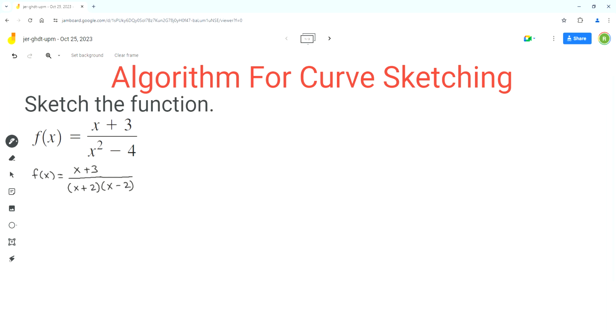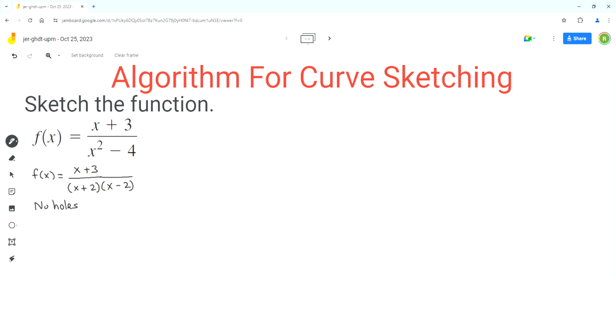Now we can see that there is no common factor in the numerator and the denominator. That means this function has no holes. Now we can find the vertical asymptotes in this function. So vertical asymptotes exist at x values that make the denominator equal to 0. So we have to set both factors equal to 0 and solve for x.